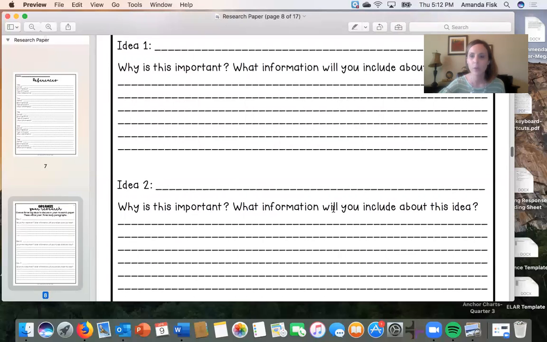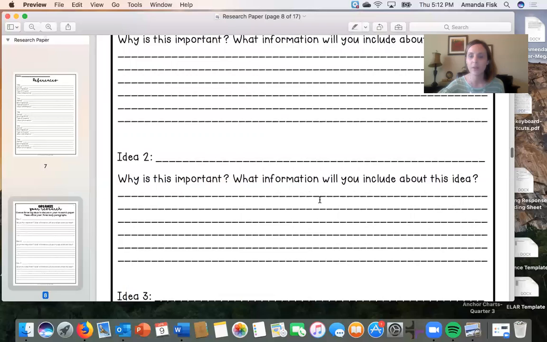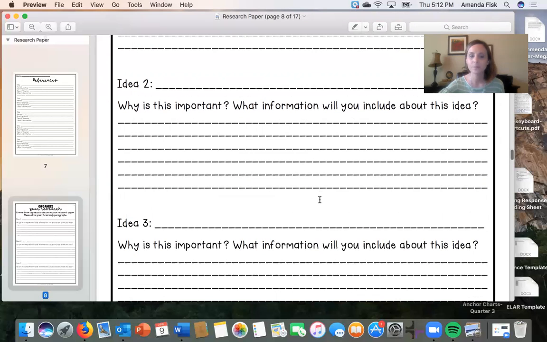Idea number 2, I would want to know the fun things to do in Portugal. And this is important because, like I said, if I ever visit, I would like to know some fun things to do. So I'm going to research all about the fun activities and maybe even some of the historical places that I could visit.